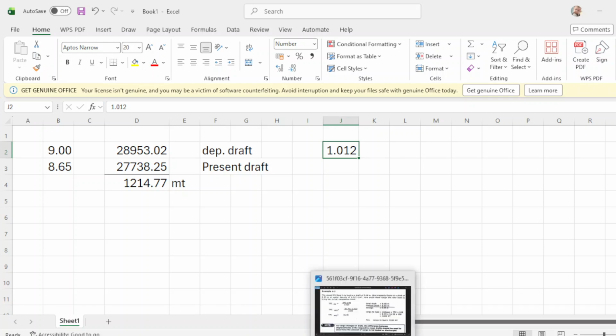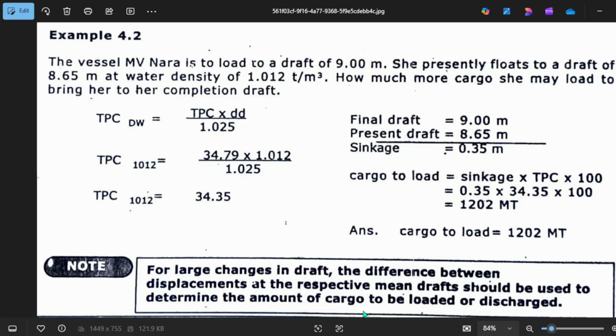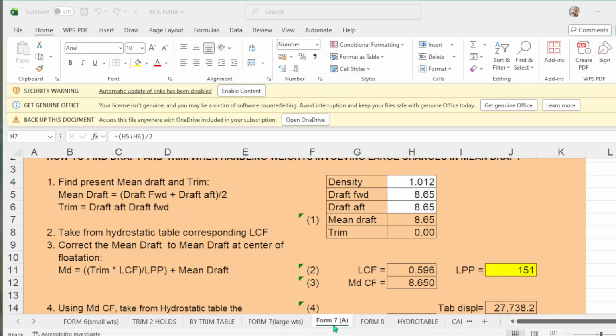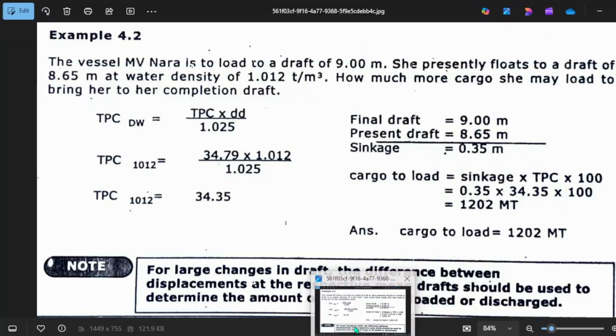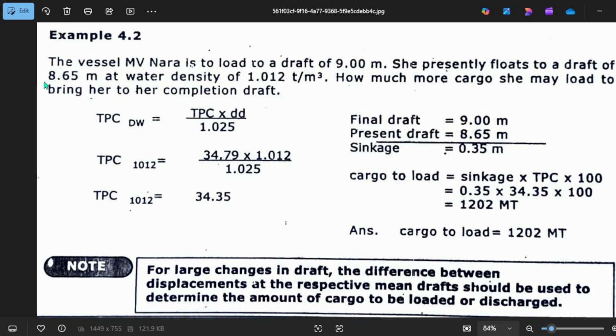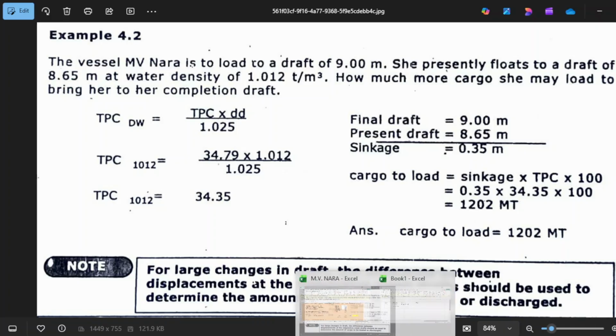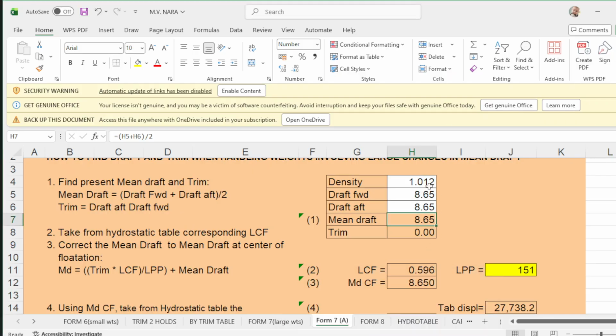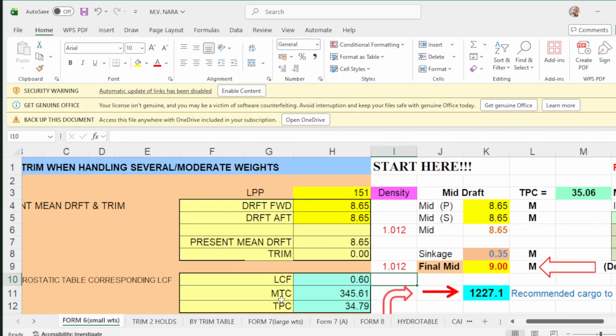But according to this solution here, you are to load 1202. So let's see what happens. Okay, just continue with the program. So our initial drop is 8.65. Okay, 8.65.